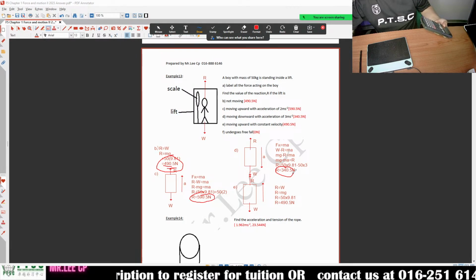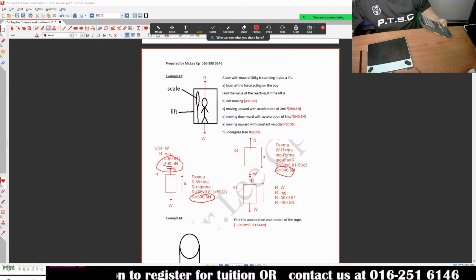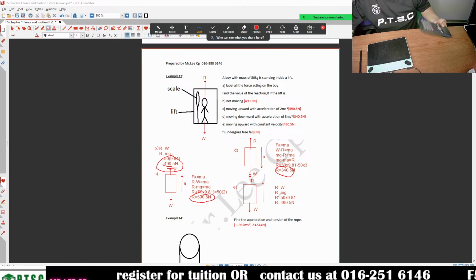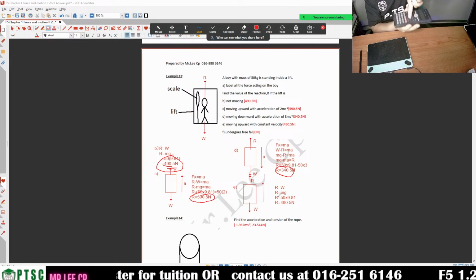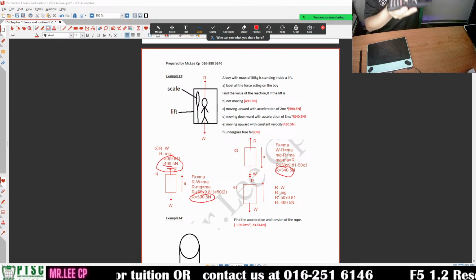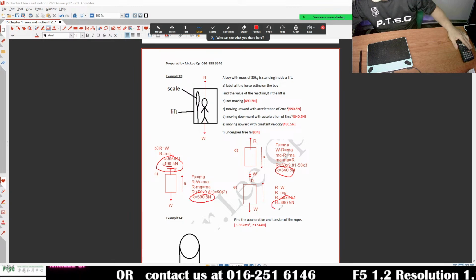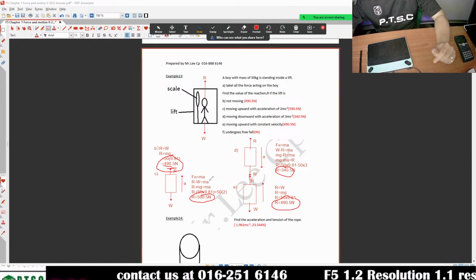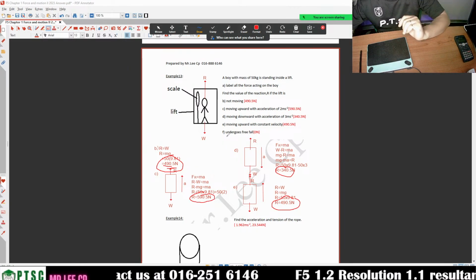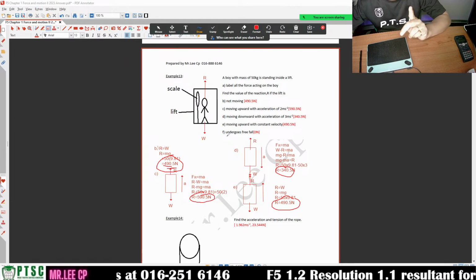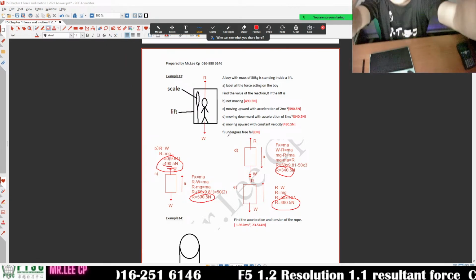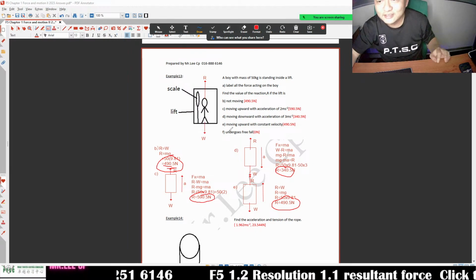Now, are you okay with this? If moving with constant velocity, upward or downward, I don't care. It is still the same as not moving because it's moving with constant velocity. If you understand this, now, F.